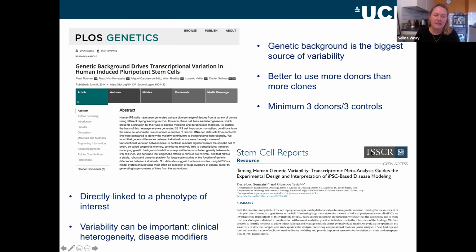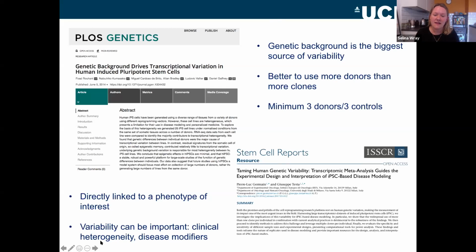Now, although the variability is a challenge, and you could perhaps argue that it's not necessary to deal with this variability anymore now that we can use isogenic lines, I still would like to make the case and stick up for the idea of using patient lines in complement with isogenic lines. And the reason for that is we are always using lines which are from someone who has a phenotype of interest. There's a direct link to the disease.